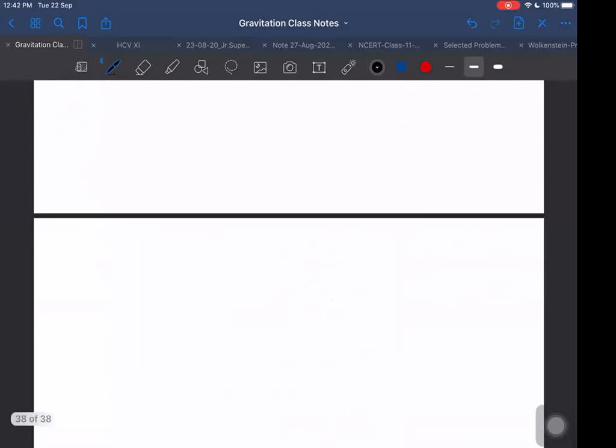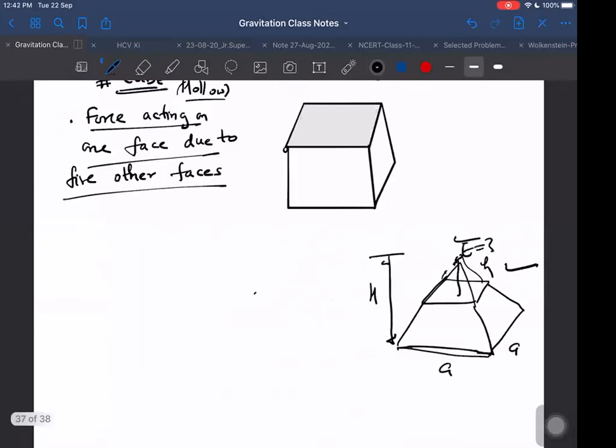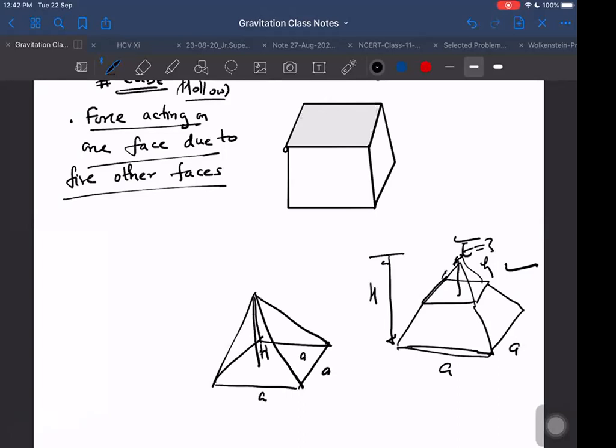I think the truncated pyramid is not required. When we can get it for the whole pyramid, you can get it. Try to get it for the whole pyramid, no need for truncating it. A pyramid with a square base, height h, and side a. But this will be tough for you to obtain because you don't know the solid angle.